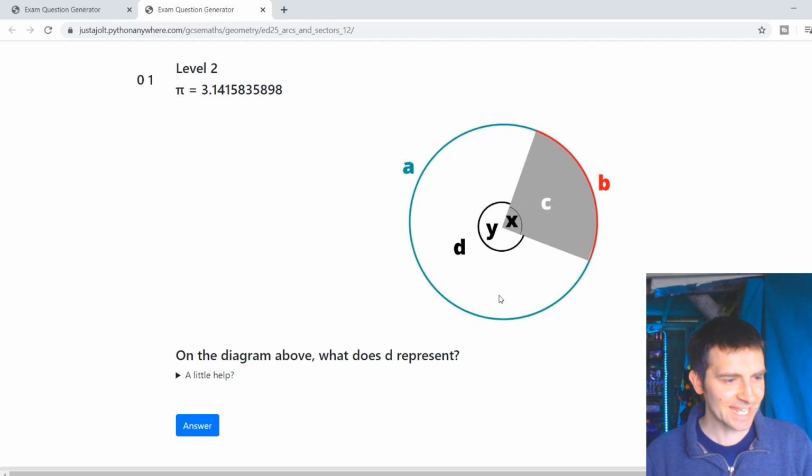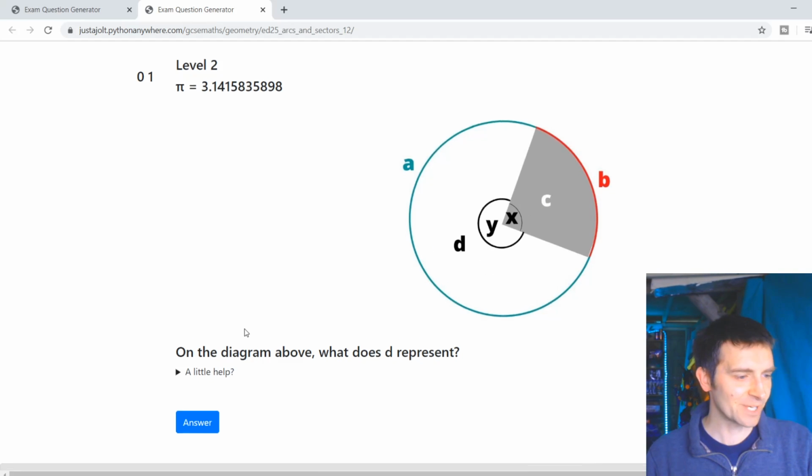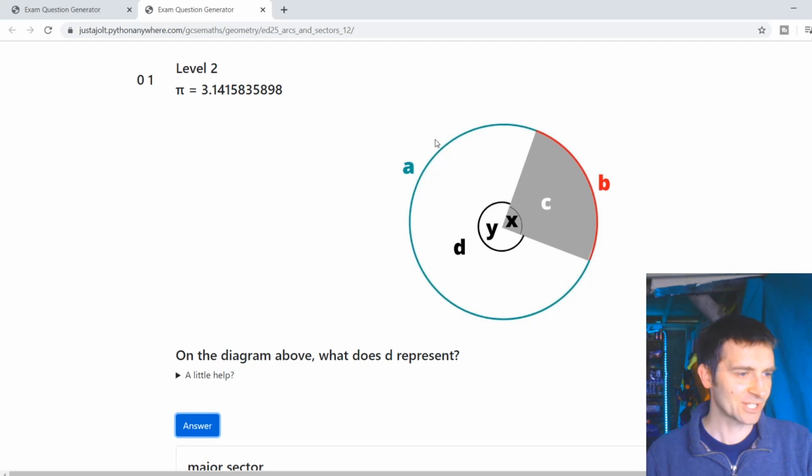D, well, that's this area here. Now, if you remember, if you divide a circle up using radii, then you end up with sectors, and you have a smaller sector, which is known as a minor sector, and a larger sector, which is known as your major sector. So D is going to be a major sector. There's your major sector there.